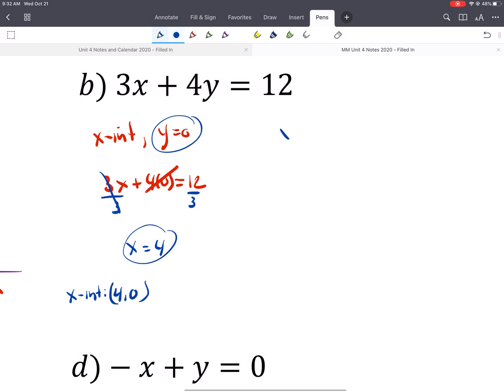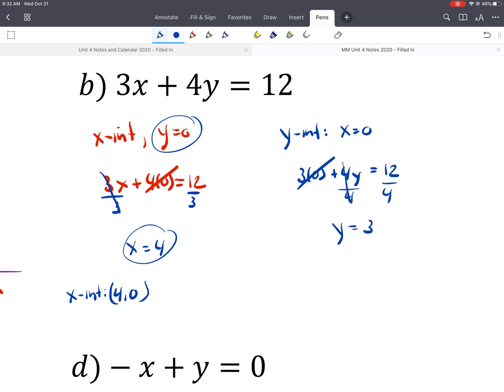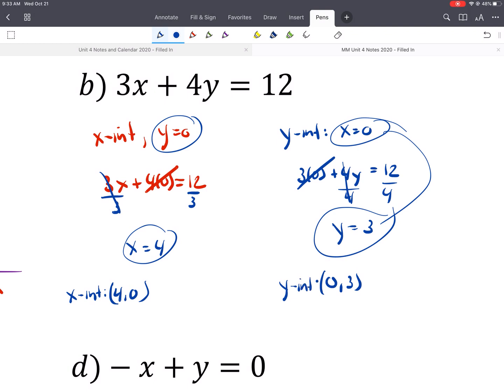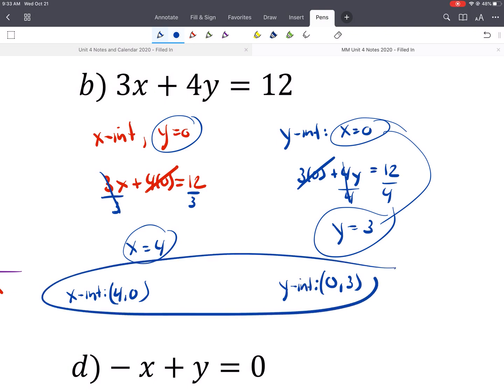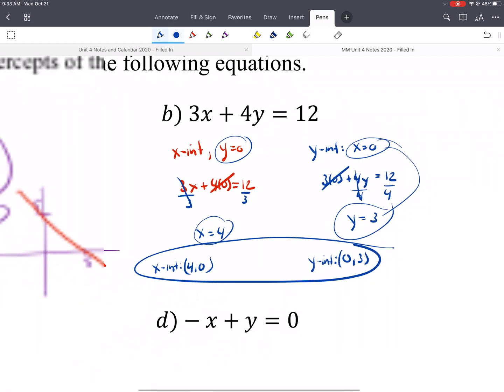And then for the y-intercept, okay, we know that x has got to be 0. So we'll have 3 times 0 plus 4y is equal to 12. That's just 0, so we'll just divide both sides by 4. And we end up getting y is equal to 3. That's our ordered pair. So we'd have (0, 3) is the y-intercept. So those are two things that they're asking for.